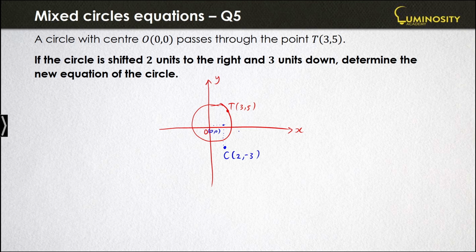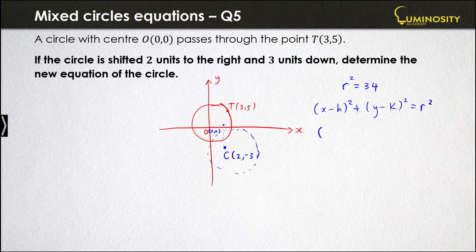But remember the circle still had the same radius. Nothing happens to the radius or the size of the circle, it's just the center moved, and every other point on the circle moved. So the radius that we worked out, r squared was 34, and now the new equation of the circle will be a circle that doesn't have a center origin. So it'll be in the form of (x minus h) squared plus (y minus k) squared equals r squared.